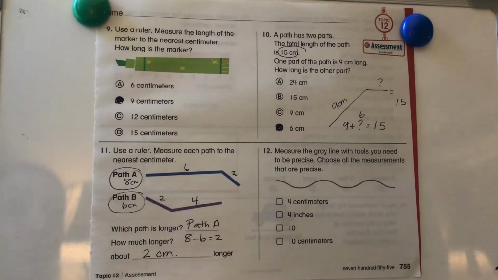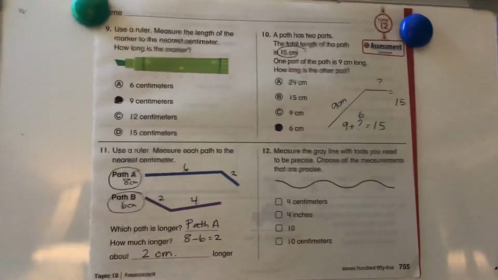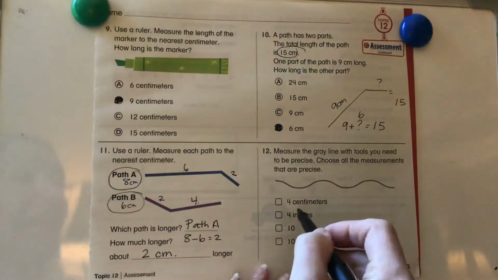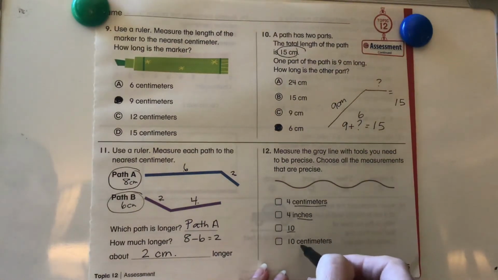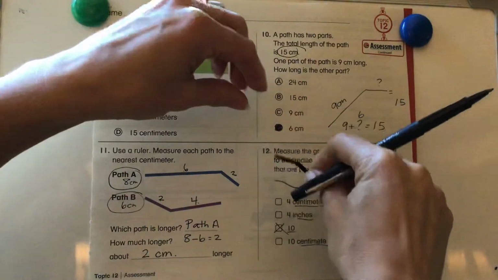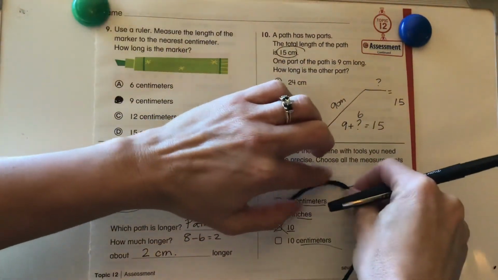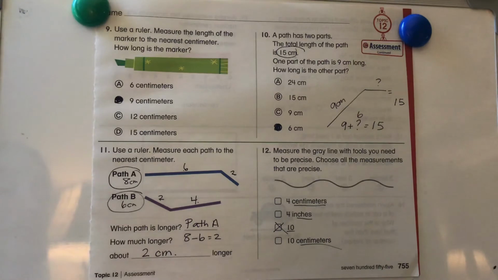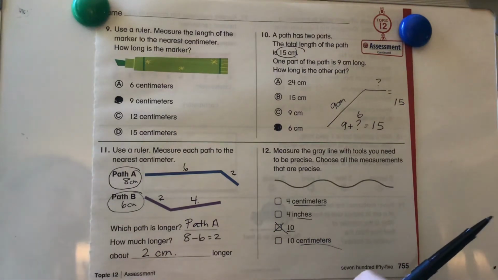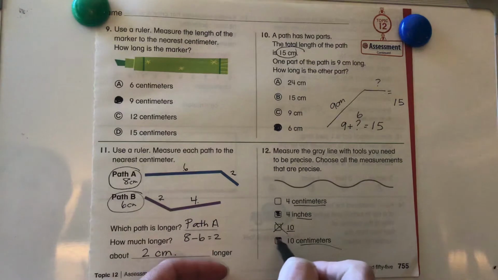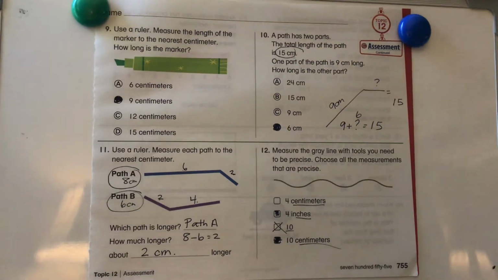Number 12, measure the gray line with tools you need to be precise. You choose all the measurements that are precise. So what you can do is you can use a string if you'd like to, or measure each little part. And we're choosing all the measurements that are precise. It has it here in centimeters and inches and 10 what? We know that one right off the bat isn't even going to work because it's 10 what? I don't know. So what I'm going to do is I'm going to take my string, and I'm just going to follow this along here. And I'm going to measure it in both inches and in centimeters. So it's about 4 inches. And 4 inches is about 10 centimeters. So those are our correct answers for number 12.